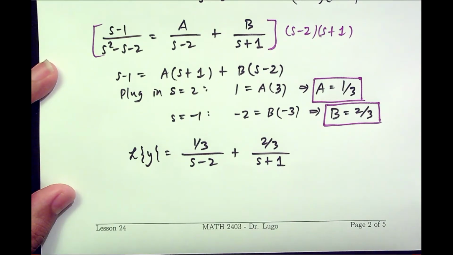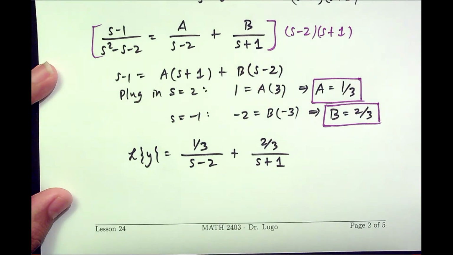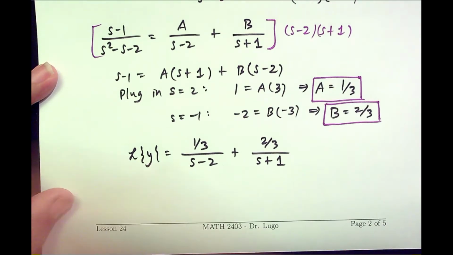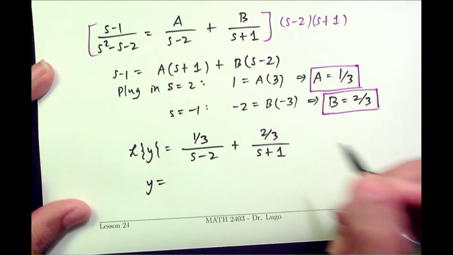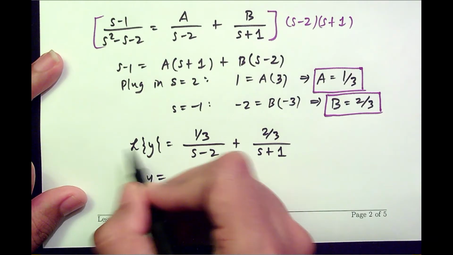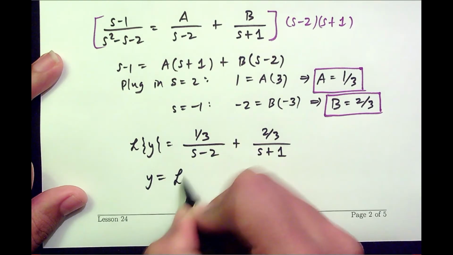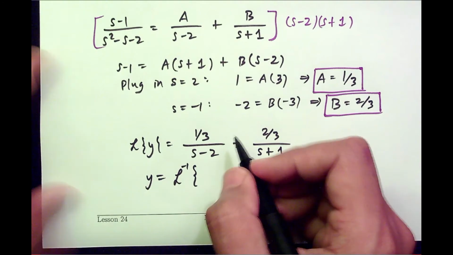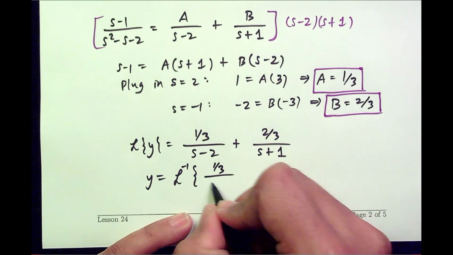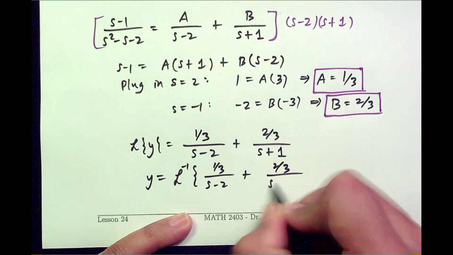Okay, so now we can invert to solve the problem. So we're going to say y is the inverse of this. We take L inverse on both sides. Well, the L inverse and L cancel each other, so you end up only with y. And then this is the Laplace inverse of this whole thing: 1/3 over s minus 2 plus 2/3 over s plus 1.